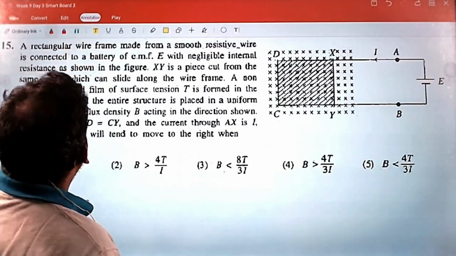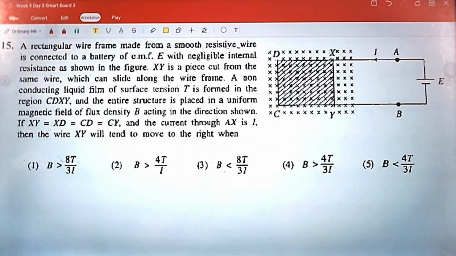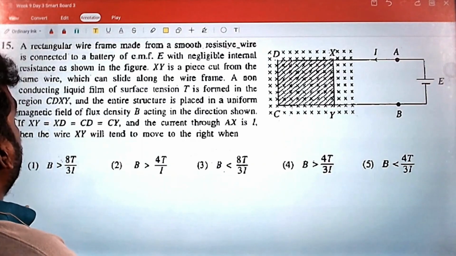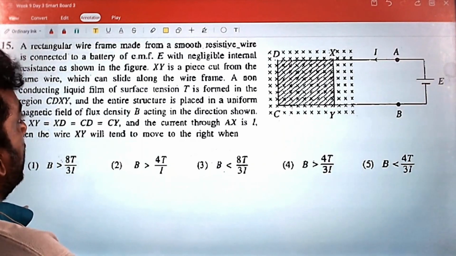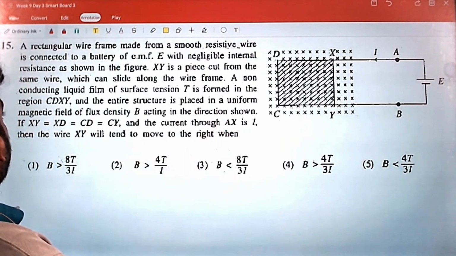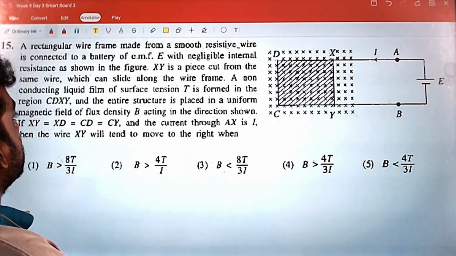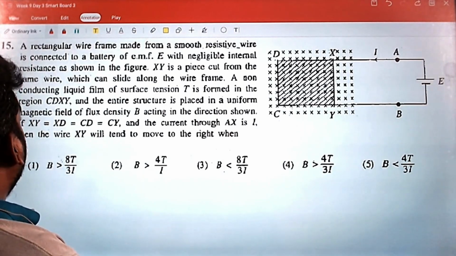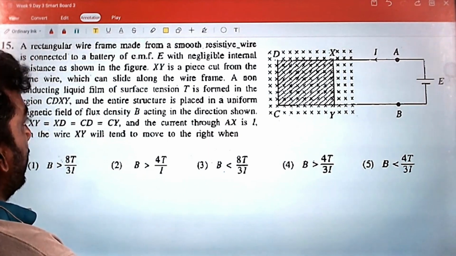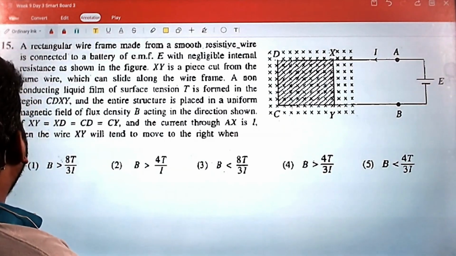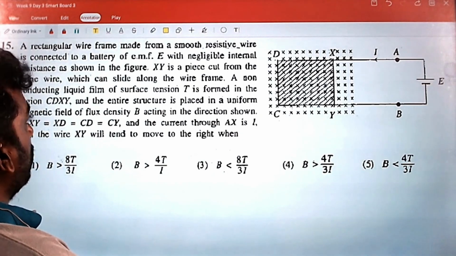Right. A rectangular wireframe made from smooth resistive wire is connected to a battery of EMF E with negligible resistance. XY piece is cut from the same wire which can slide along the wireframe. A non-conducting liquid film of surface tension T is formed. The entire structure is placed in a uniform field. XY, XB equals XE. The current through AX is I. And the wire XY will tend to move towards the right.